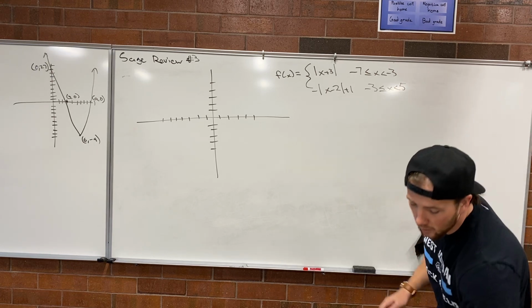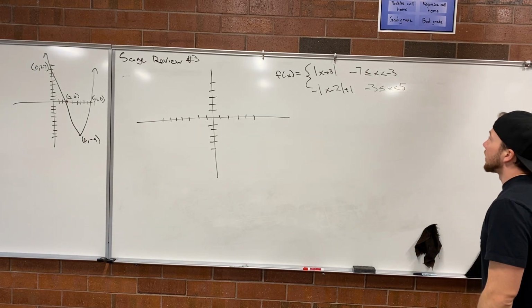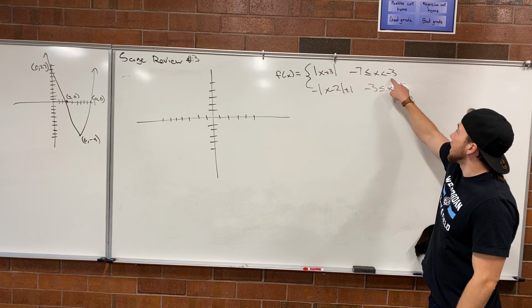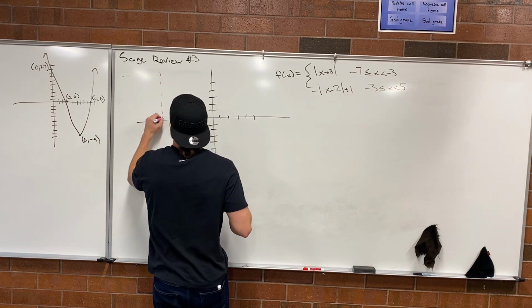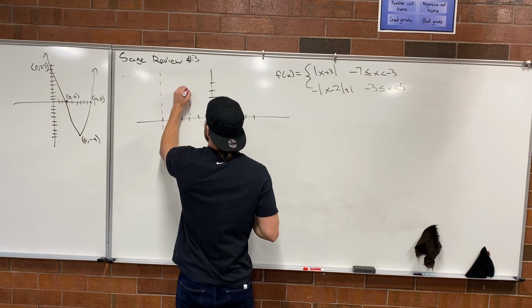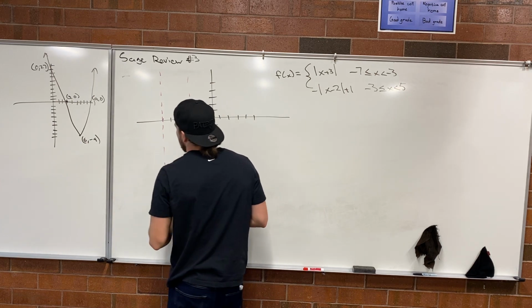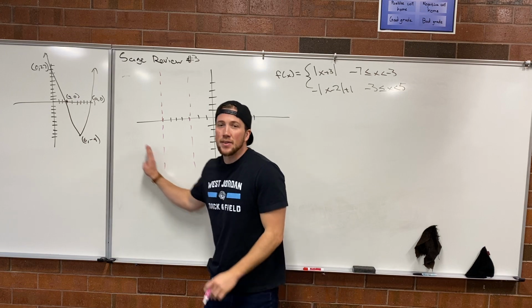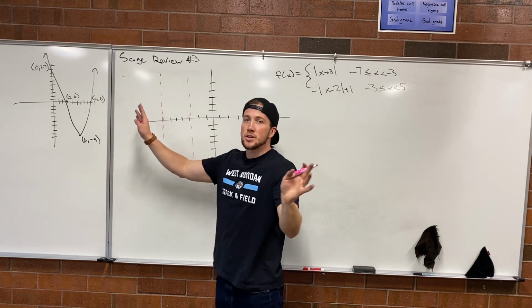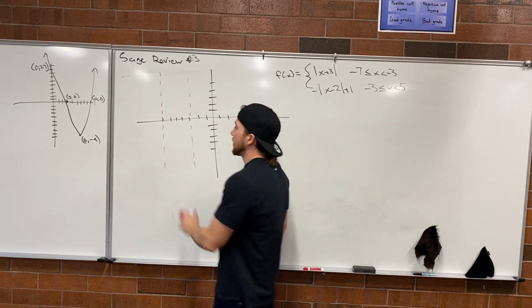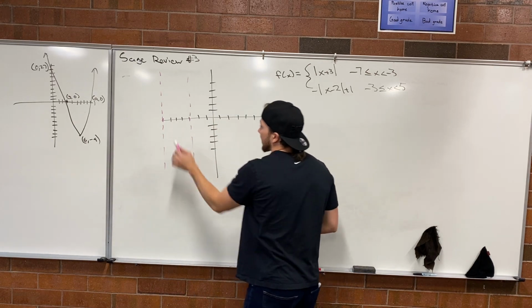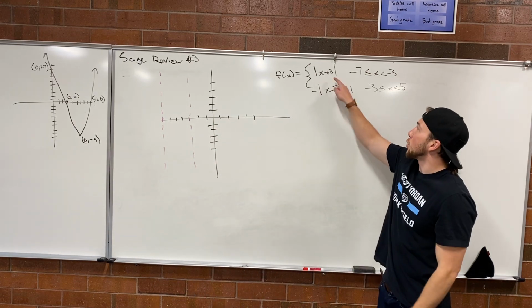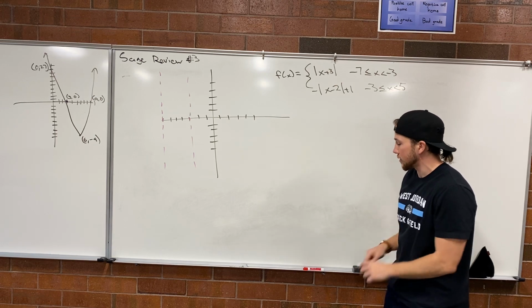So what we're going to do is cut off those intervals. From negative 7 to negative 3, that'll be from here to here. And we don't even care about anything to the left of that. That's like the abyss. There's nothing worth thinking about there. So this is -7 to -3, and we're going to be just graphing this equation, absolute value of x plus 3.